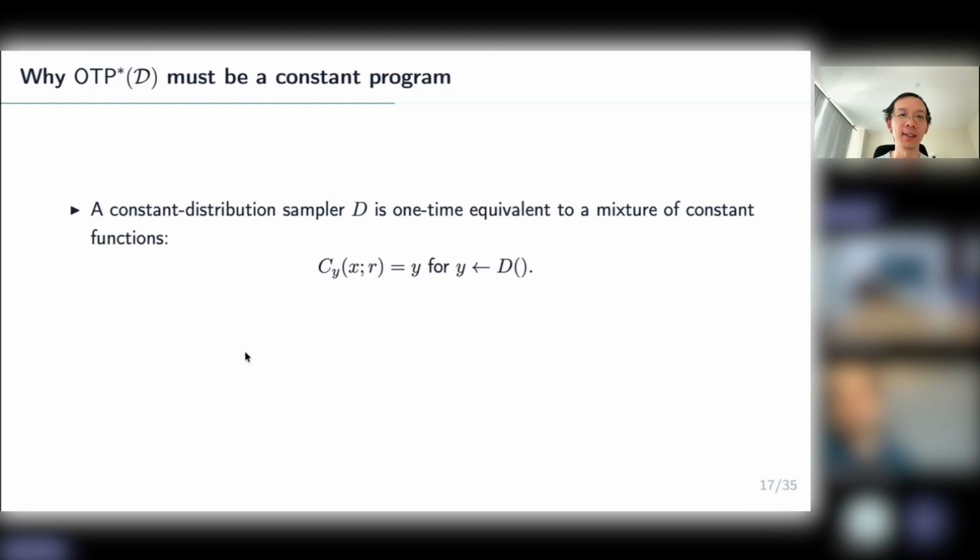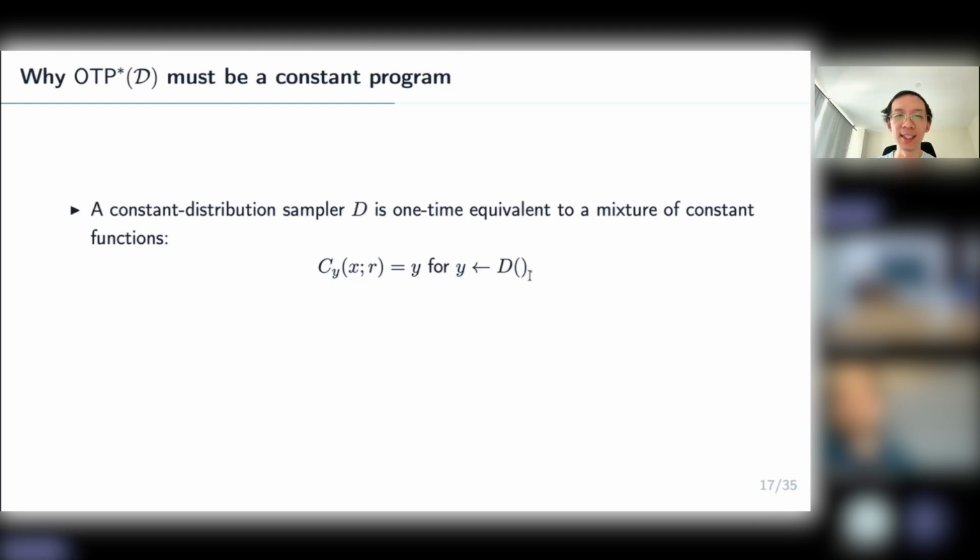If you have a constant distribution sampler D, well, here's a fact about it. It is actually one-time equivalent to a mixture of constant functions. So again, the constant function is just you hard code y, and whatever input x and randomness you are given, you just output y. And D is going to be equivalent to this mixture for a y drawn from D.